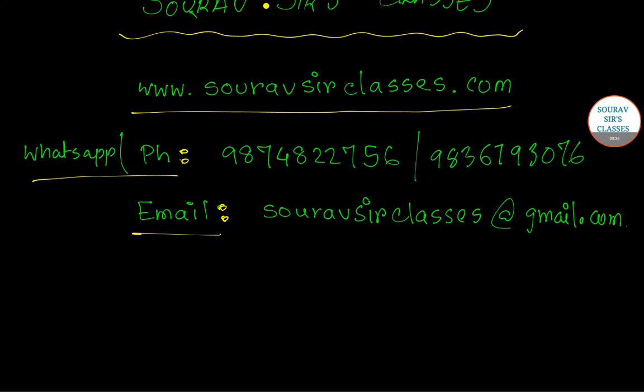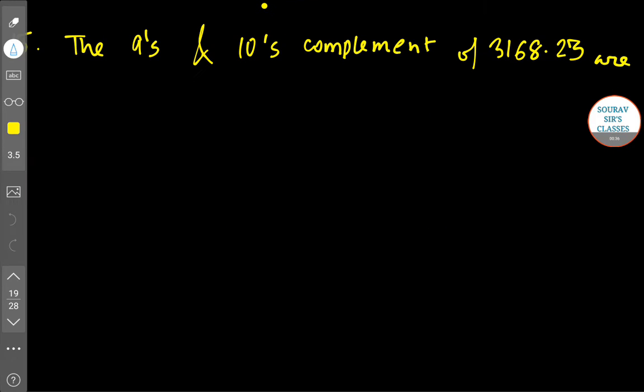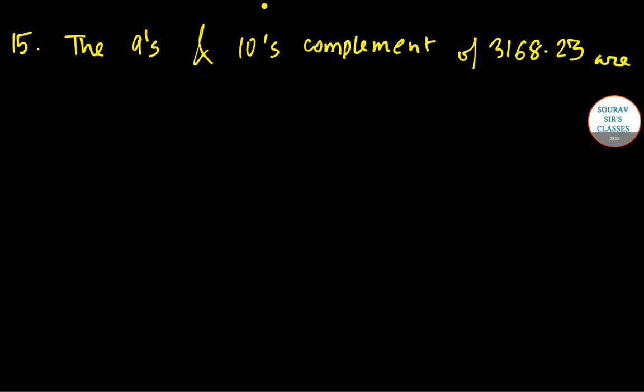So today we will be solving some BCA questions. So let's move on. We have question number 15 in hand. 9th and 10th complement of 3168.23 are. So we need to find the 9th complement and 10th complement of this number, which is 3168.23.